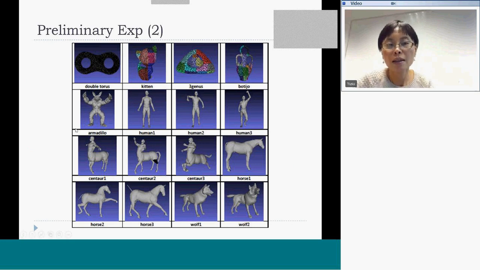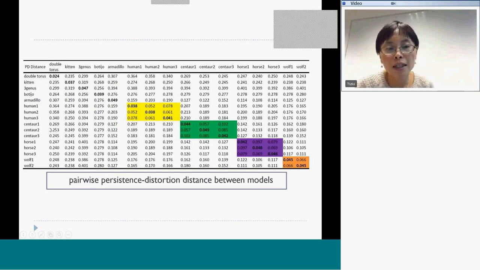The next example is the following, where we take a collection of surface models. For each surface, we only use the one-skeleton of the mesh of this model. Then we compute the pairwise persistence-distortion distance between all these meshes. This is the corresponding pairwise persistence-distortion distance matrix.